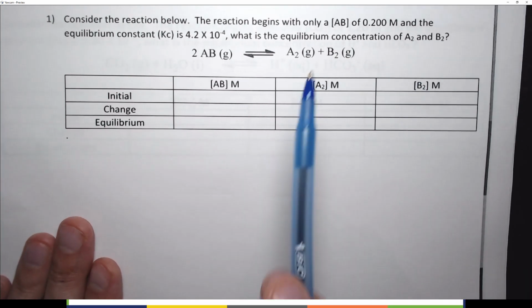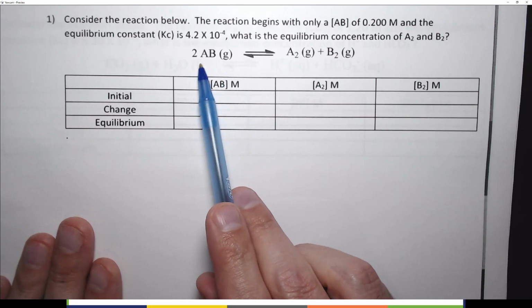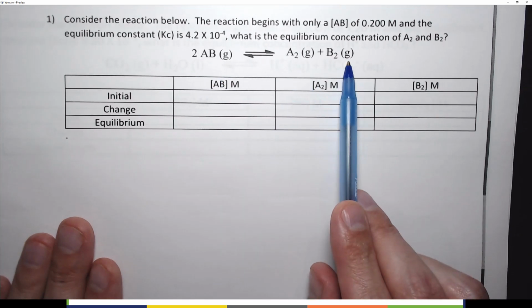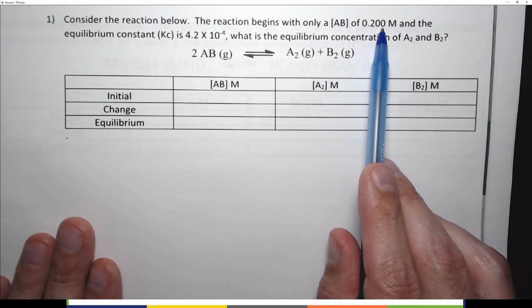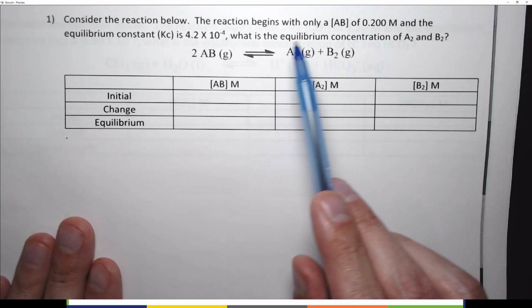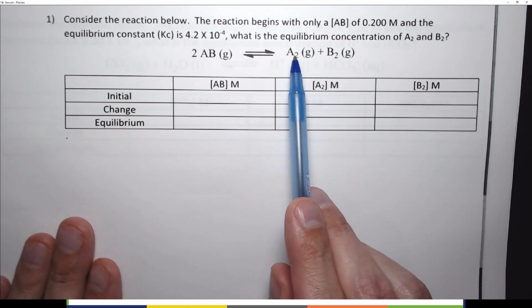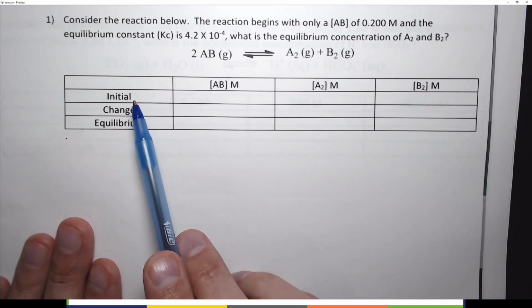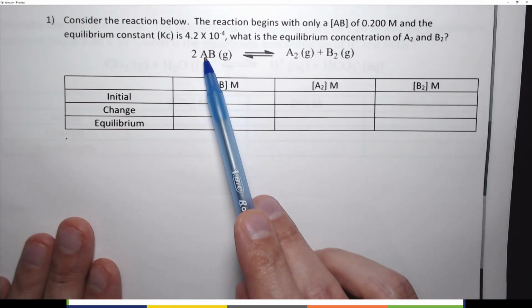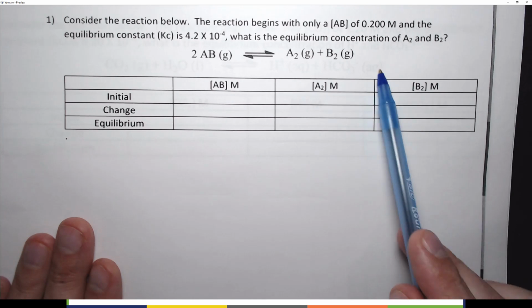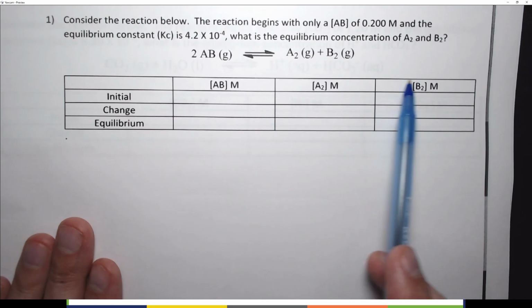All right, so we have a reaction. 2AB yields A2 plus B2. And we are told that we initially start with 0.2 molar AB and no A2 or B2. So we know all the initial concentrations. I've again made an ICE table where I have my reactant here and my 2 products here. So I just have everything in the reaction here.